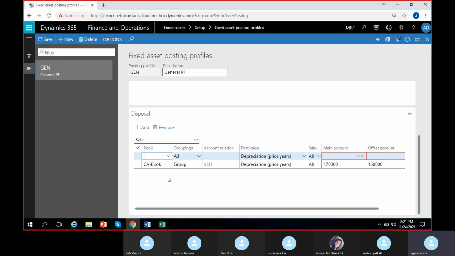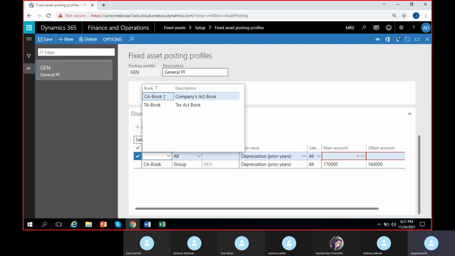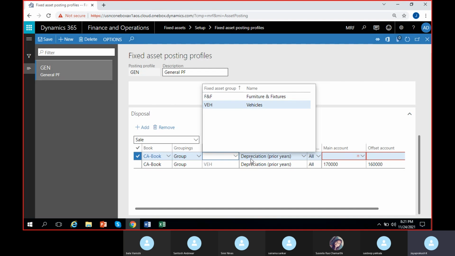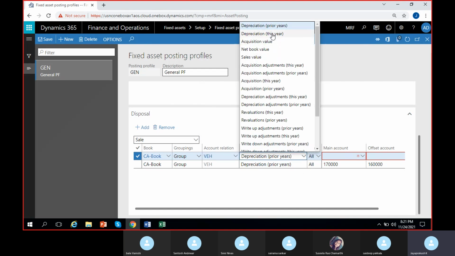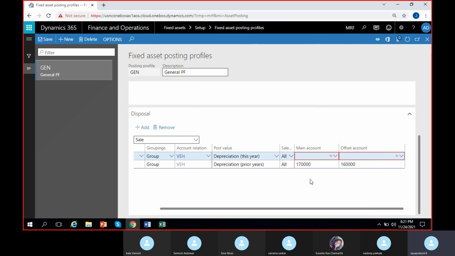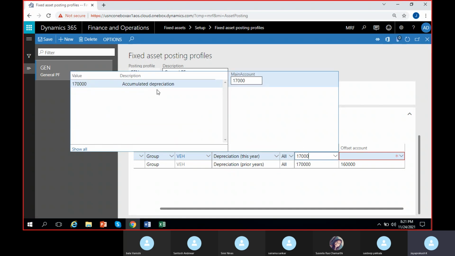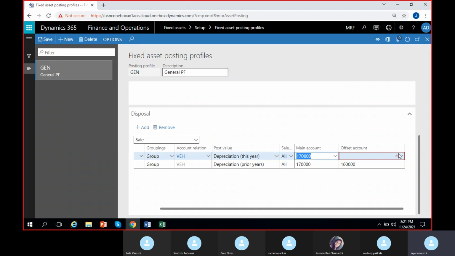Now we will create one more for the same Companies Act book, same vehicles group. This time I'll give depreciation of this year. Most of them will not prefer to reverse the depreciation of this year because they don't have any accounted depreciation for that year. Maybe there are situations where they depreciate a fixed asset on a yearly basis, so they don't really have any depreciation for that year. If you configure it anyway, there is no problem. It won't reverse anything if you don't have anything for that year.